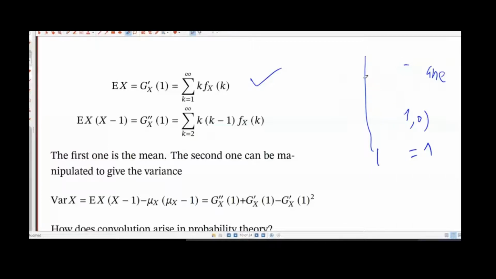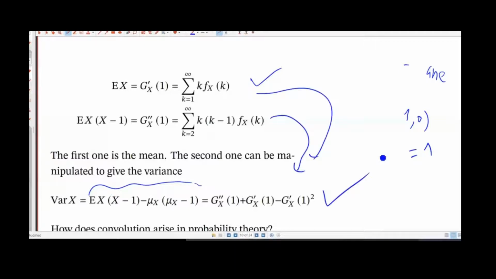Okay. What if I need variance? मुझे पता है वेरिएंस का ये फार्मूला लास्ट टाइम हमने डिराइव किया था, yeah, because I know the expectation of x times x minus 1 and mu times mu minus 1. I plug in basically those two, and I get a nice formula for variance as well. So once I know PGF, I can know variance and I can know expectation.